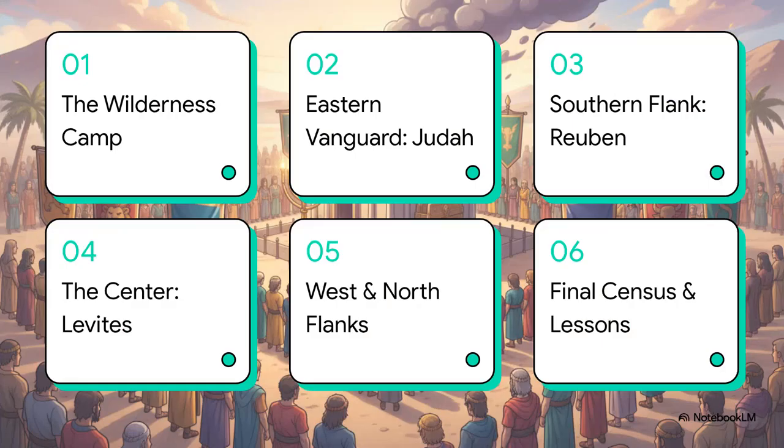Okay, let's dive into this. 1. The Wilderness Camp Challenge. 2. Eastern Vanguard, Camp of Judah. 3. Southern Flank, Camp of Reuben. 4. The Center, Tent and Levites. 5. West and North Flanks. And 6. Final Census and Lessons. Think of this agenda as our map today, guiding us around the 4 points of the compass before we step back to look at the grand totals.